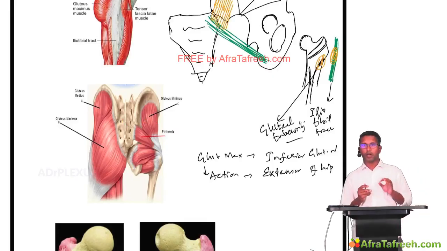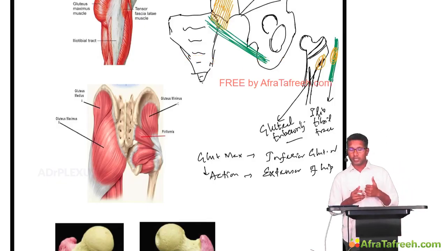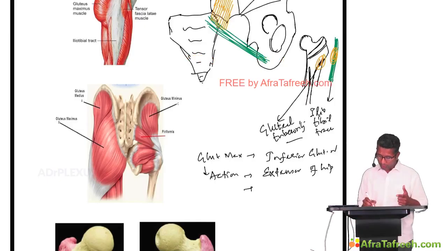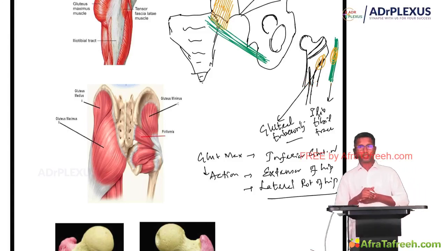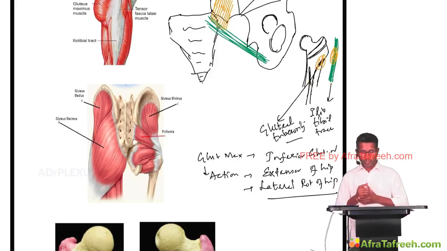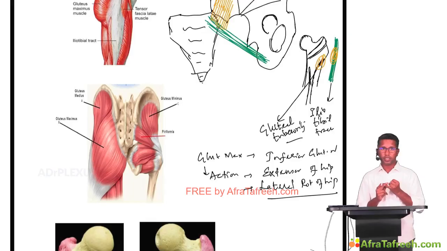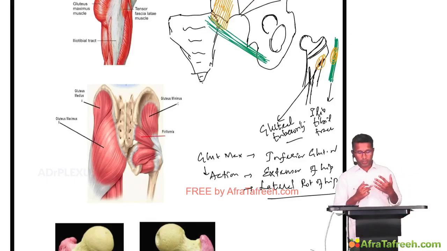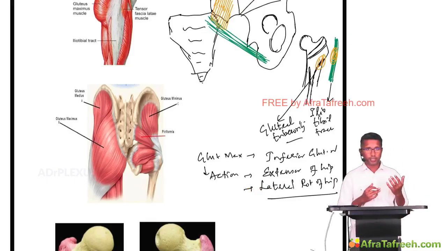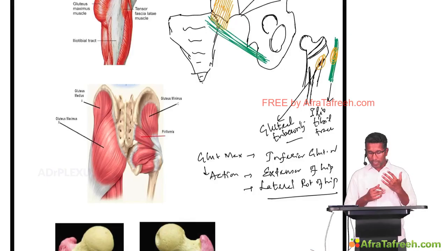Always remember, guys, in the hip joint, if a muscle is causing extension, it will also cause lateral rotation of the hip joint. So extensors are usually lateral rotators. So gluteus maximus is the main muscle which causes extension, and it helps not only in extension of the hip, but also in lateral rotation of the hip joint. So this is about the gluteus maximus.